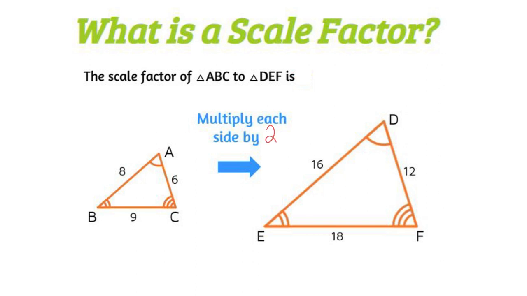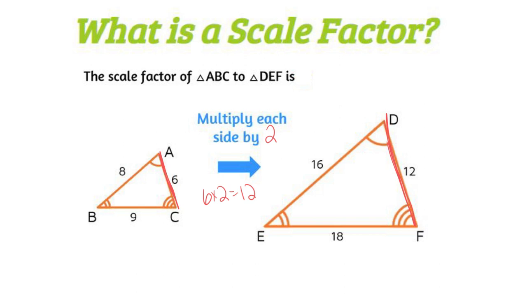If you multiply a side from here, so let's do AC is 6, so 6 times 2, we get 12. And DF corresponds with AC, and it's 12, so that's correct. They correspond, so multiply the first one by our scale factor, which we said is 2, and you get the corresponding side length. So you can also get 2 as the scale factor by finding the ratios.